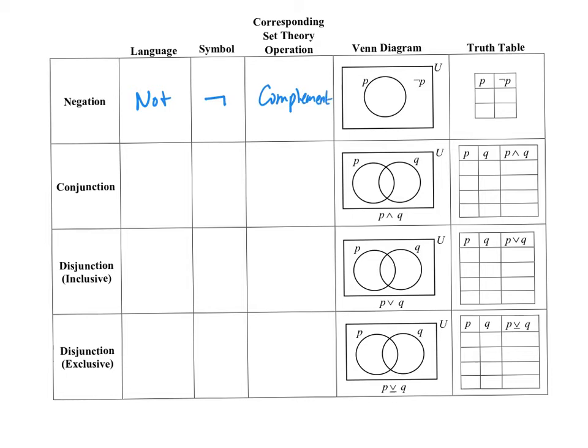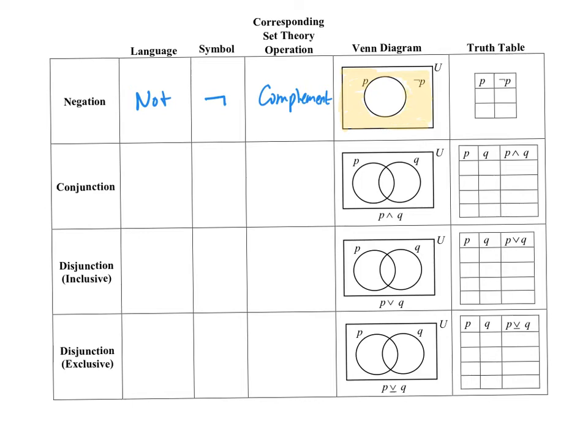Okay, so in this Venn diagram, here is P. How would we indicate not P? The negation of that would be everything that's outside of that P circle. So let's just go ahead and shade that in. So not P would be everything outside of the P circle in the Venn diagram, okay?